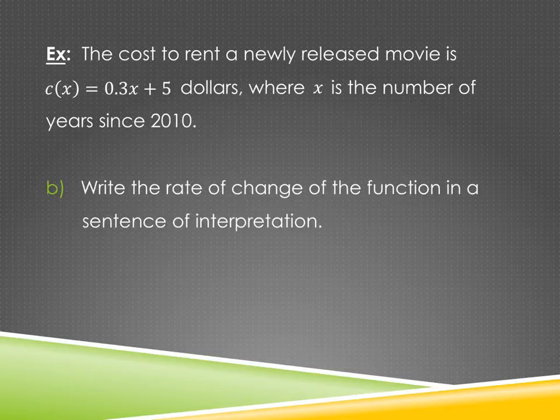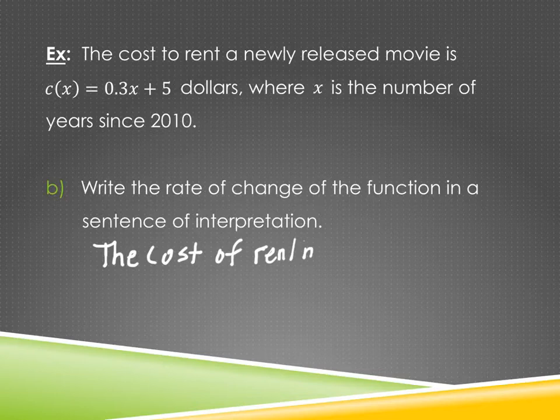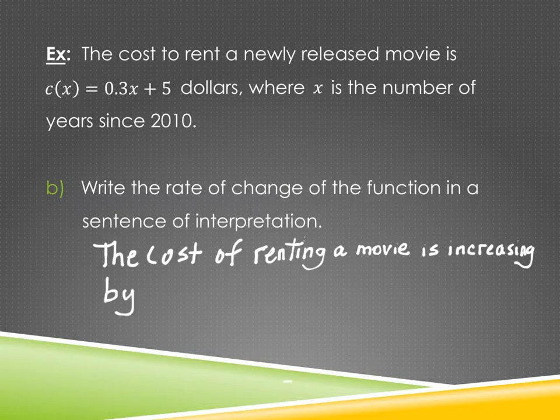Our second question is to write the rate of change of the function in a sentence of interpretation. So let me show you what that looks like, because we haven't done that yet. So this is actually telling us that the cost of renting a movie is increasing. Why do I know it's increasing? Any ideas? Good, because the slope's positive. 0.3 is a positive number, so if I put in 1 and then I put in 2, the number for 2 is going to be bigger than the number for 1 because the slope's positive. So it's increasing by, what does that 0.3 mean?